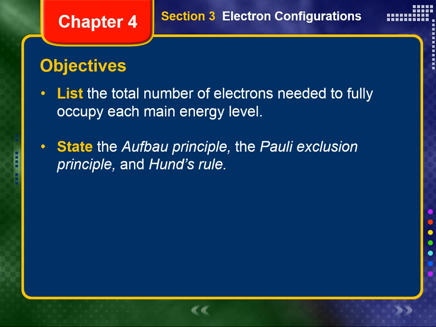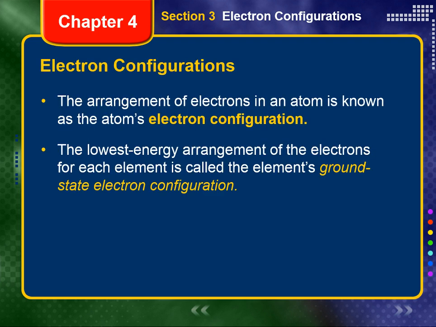At the end of this video, you should be able to list the total number of electrons needed to fully occupy each main energy level, and state the Aufbau Principle, the Pauli exclusion principle, and Hund's rule. Chapter 4, Section 3, Electron Configurations.